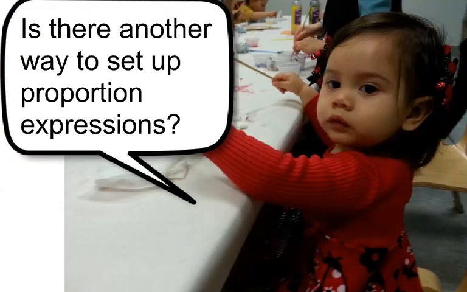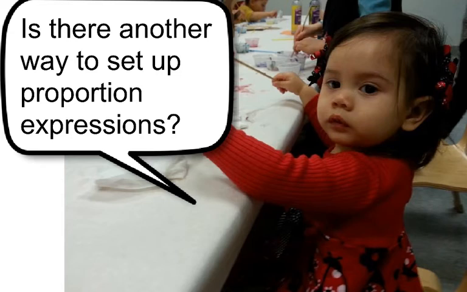Is there another way to set up proportion expressions? In previous lessons, I stressed the importance of looking at the nouns that you're dealing with in order to set up proportions. And we really only focused on setting up the nouns in one way, for cross products. But there is another way.